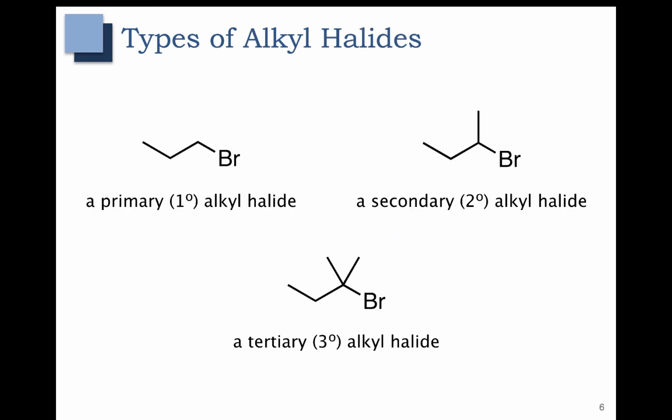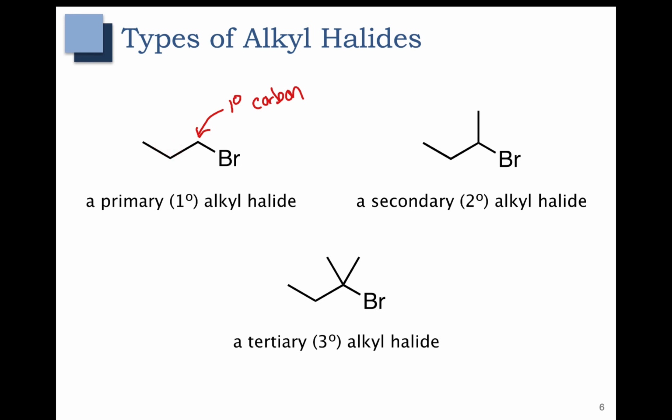With alkyl halides, we also have a situation similar to hydrogens. A bromine, for example, can only be attached to one other carbon, so we look at the carbon it's attached to. In our first example here, a primary alkyl halide, this carbon here is a primary carbon. It is primary because it is attached to one other carbon.